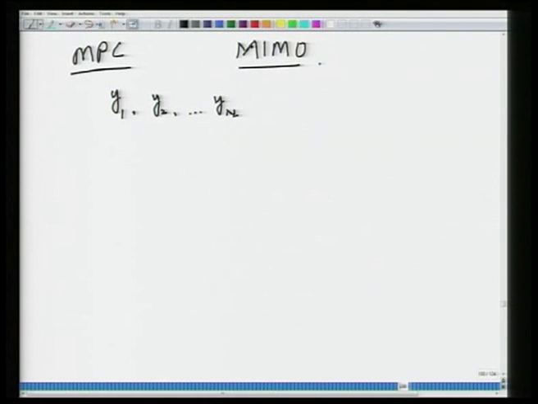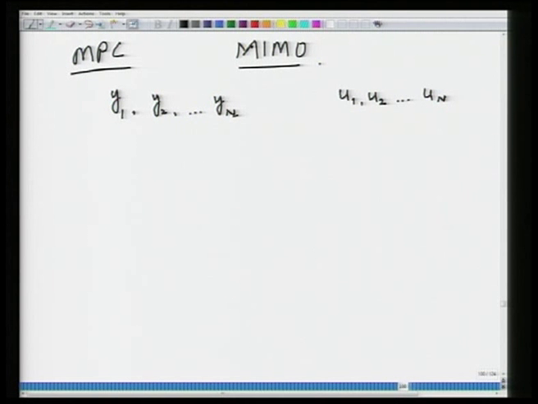These are outputs that need to be controlled, and in order to control these outputs, you have u1, u2 and un, these control inputs. Okay.